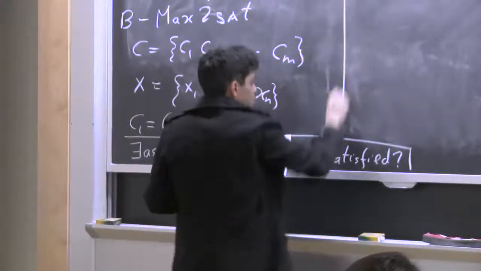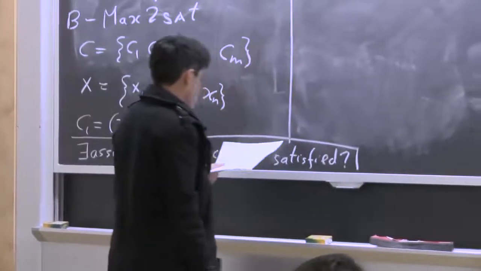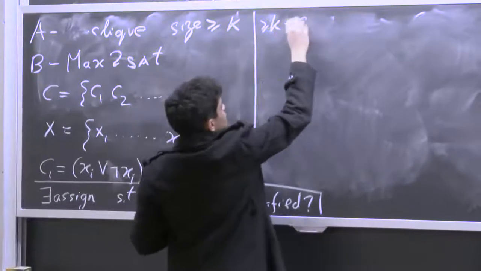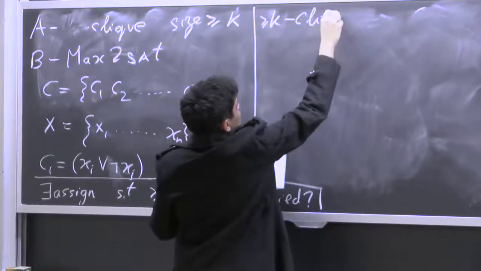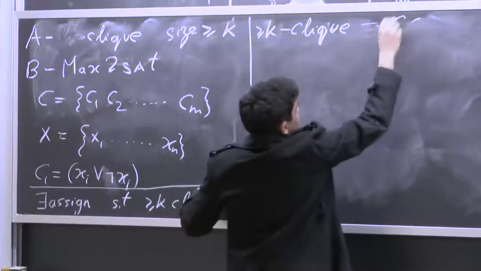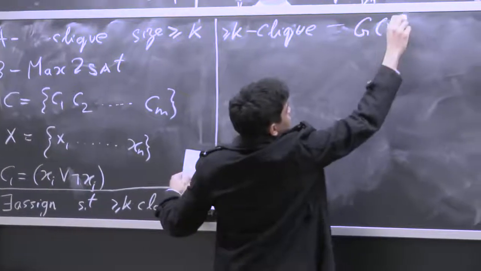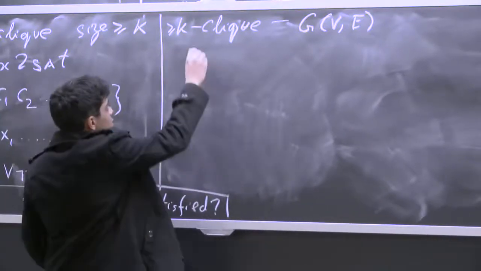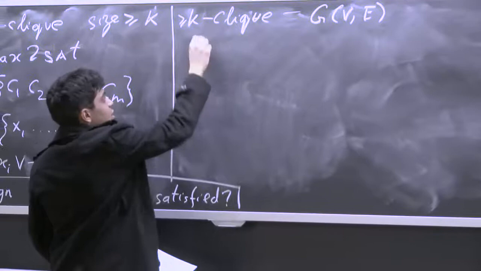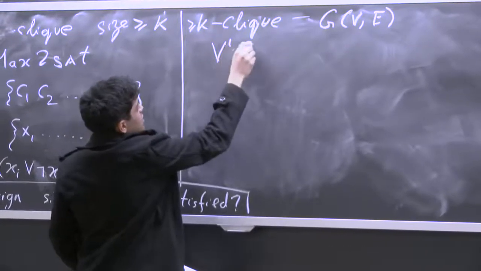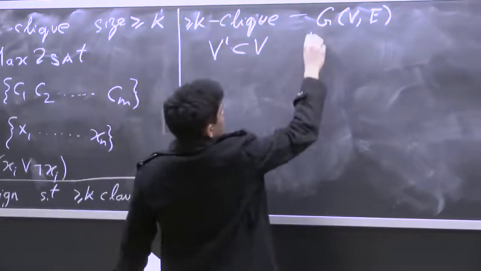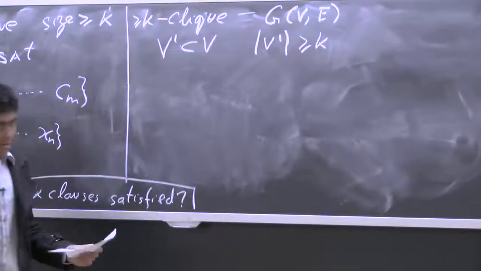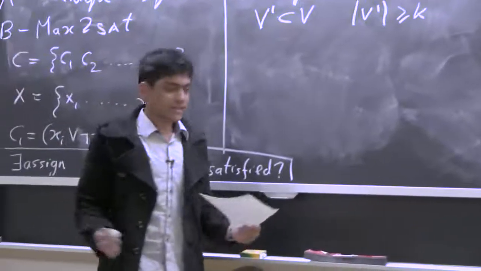So now let's try the reduction. This is how the reduction goes. Initially you have K clique, or greater than or equal to K clique rather. That means you have a graph with a set of vertices and a set of edges. Let's say you have a clique V' subset of V, and the size of V' is greater than or equal to K. Now you want to somehow construct literals and clauses which will reflect this behavior.